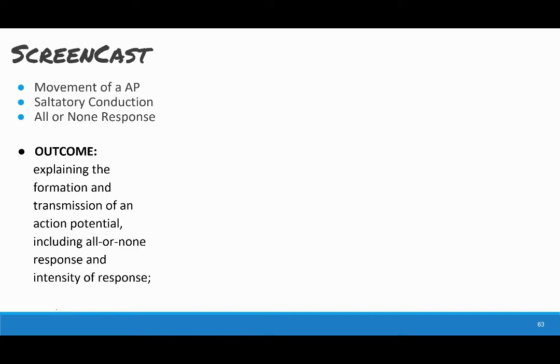Hey guys, in this screencast I'm going to be going over the movement of an action potential, saltatory conduction, and the all or none response. The outcome we're covering today is explaining the formation and transmission of an action potential. So today's focus will be the transmission part, the all or none response, and the intensity of response.